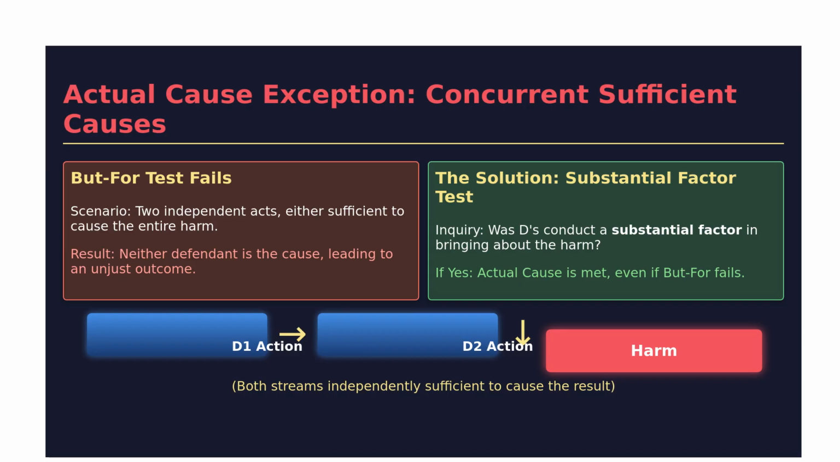To solve this problem, courts employ an alternative standard when the but-for test yields absurd results, the substantial factor test. This test asks whether the defendant's conduct was a substantial factor in bringing about the harm. If the answer is yes, actual cause is satisfied, regardless of the but-for outcome. In our merging fires example, since both A's and B's actions were substantial factors leading to the total destruction, both satisfy the actual cause requirement, and we can proceed to proximate cause.